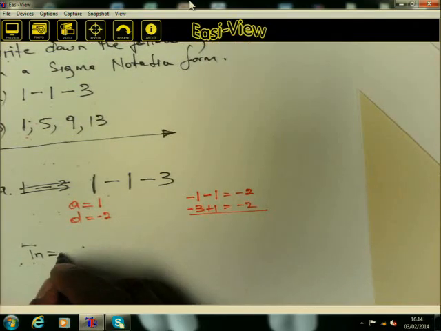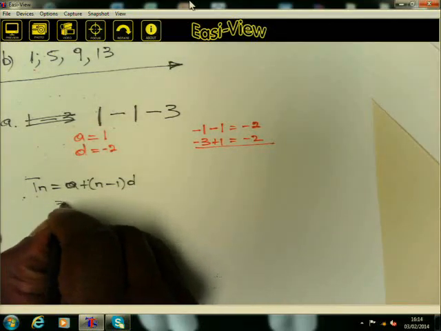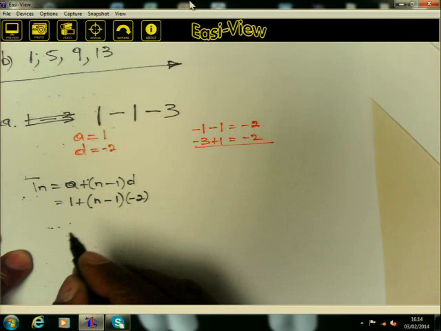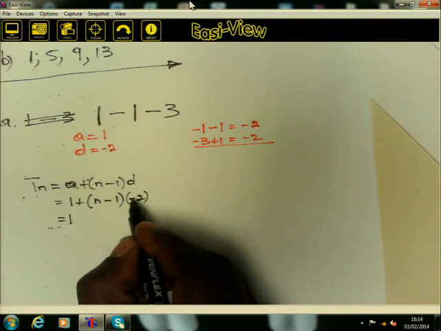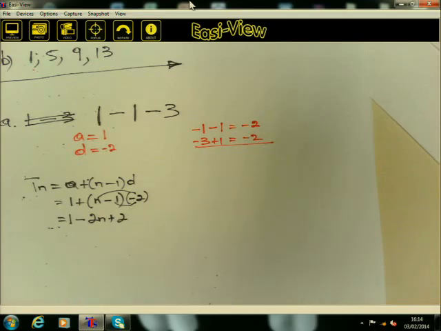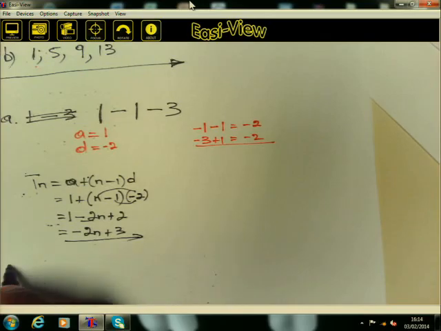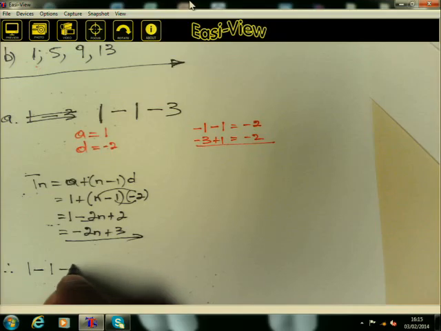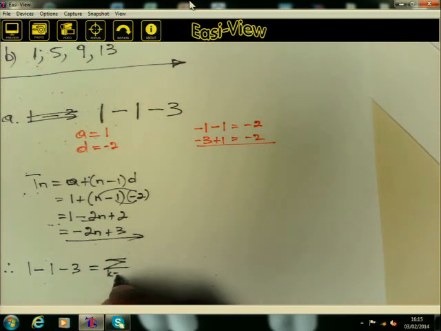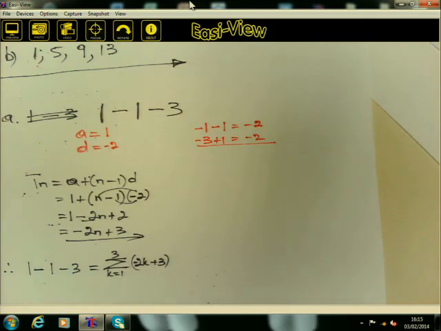Then we can find the general term. The general term is given by Tn = A plus (n minus 1) into D. Substituting, the value for A is 1, added to (n minus 1) times the difference -2. Multiplying there, it is now minus 2n, plus 2. So ultimately we have -2n plus 3. This is Tn. Therefore 1 plus -1 plus -3 will be equal to the sigma notation, say k starts from 1 up to 3 of -2k plus 3. Then we have written it in sigma notation.